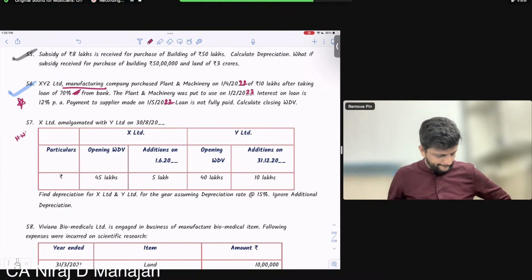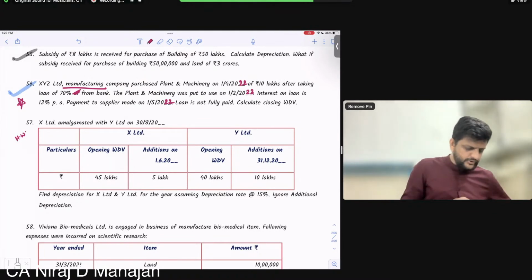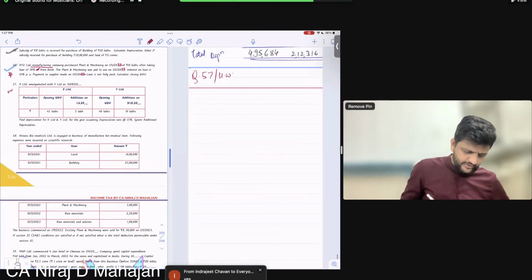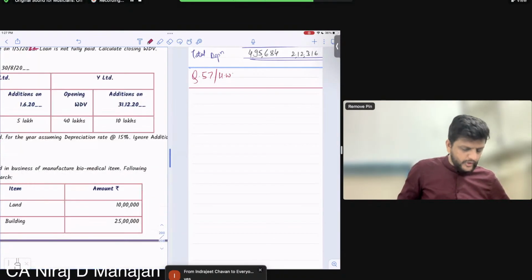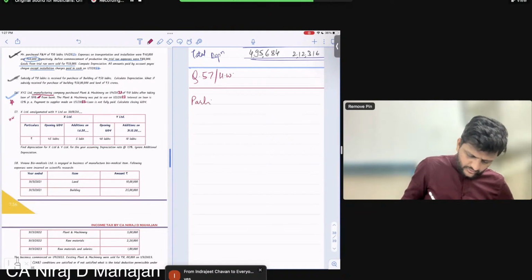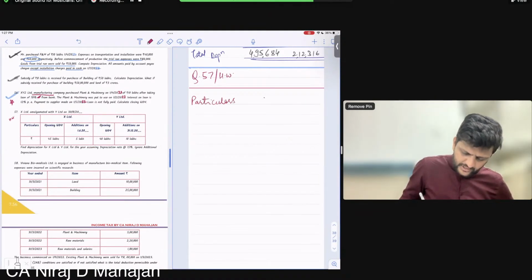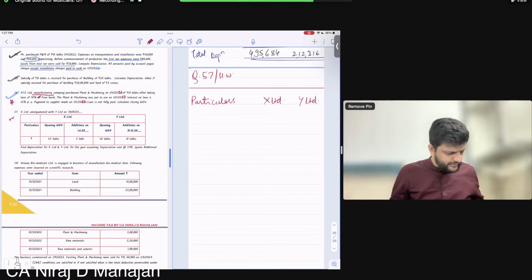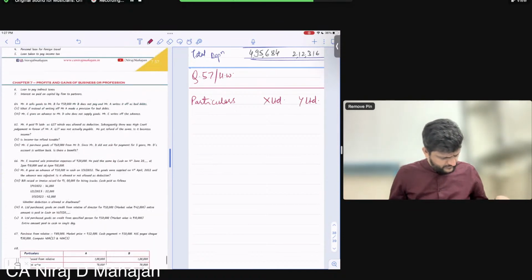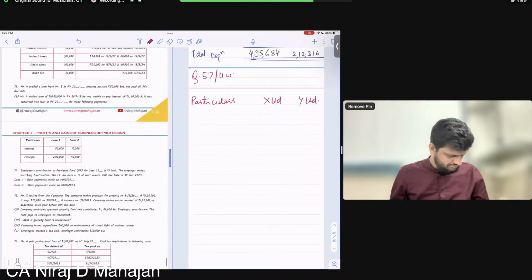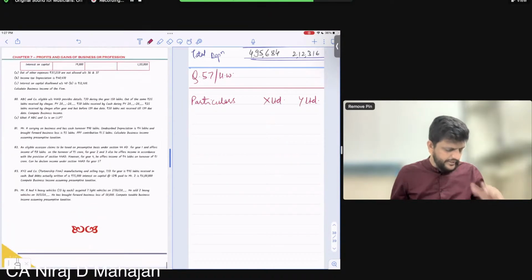You'll try? I'll just give you a format if you want. Take a simple format. How will you do Question 57? Because there are two companies and Y Limited also has opening WDV. So simply make two columns, one for X Limited, another for Y Limited. This much you can do. You will try. It is also a good question, okay? I try to bring so many different questions for you. 80 questions.